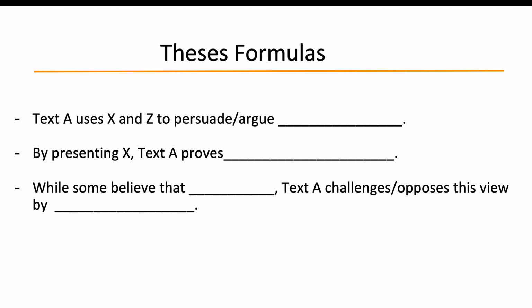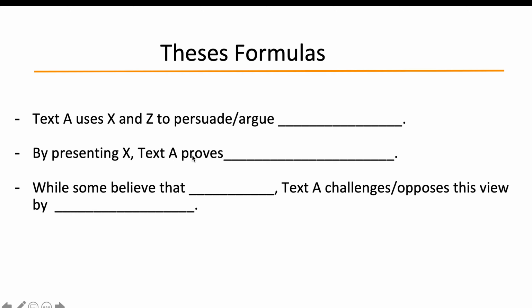Okay, here are some formulas you can use. Now, the top 2 are pretty simple. The bottom's a little more complex. You can choose whichever one you want to do. Where it says text A, you would put the title of the text, right? X and Z, you would put what kind of supports you're going to be using. And then finally, what's at risk is the very end here.